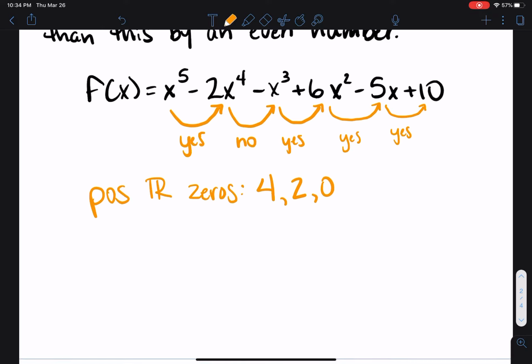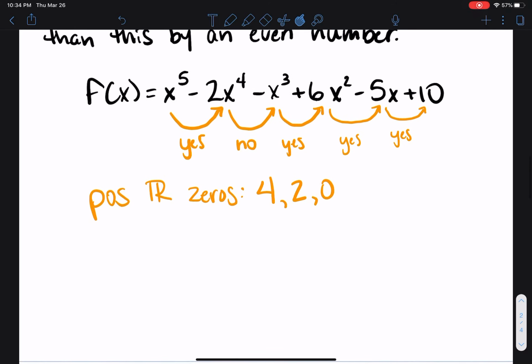So that means that if we were to find all of these zeros by breaking all of this down, maybe by factoring, maybe by grouping, whatever we're going to do, if we were to group these and break these down, we would see that we would have some positive real zeros, and we could have 4 of them, 2 of them, or none of them.